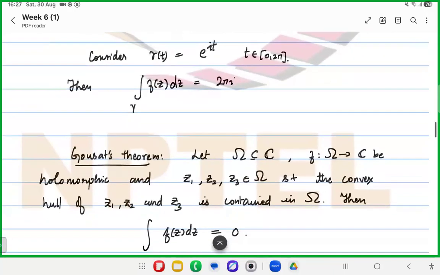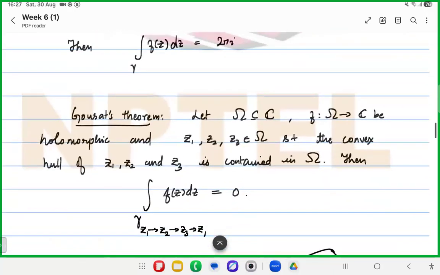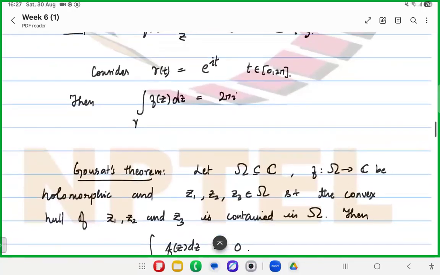Because one origin is missing from C, and that unit circle is rotating once. Oh, maybe this is not a good way to say it. But the integral is not vanishing just because that unit circle is not null homotopic.